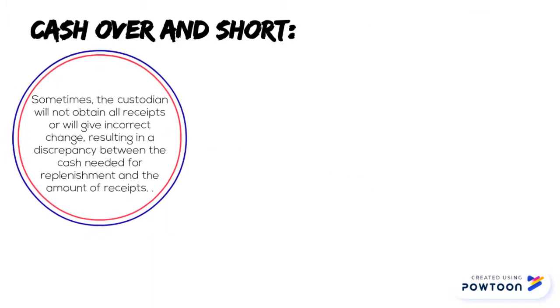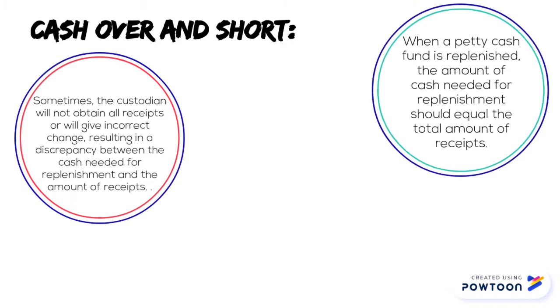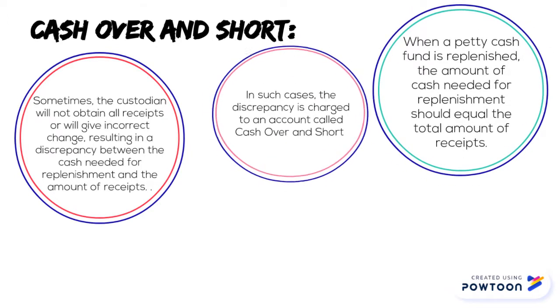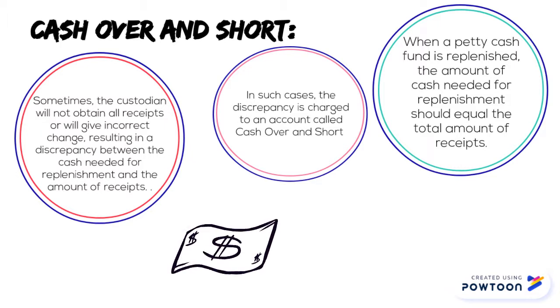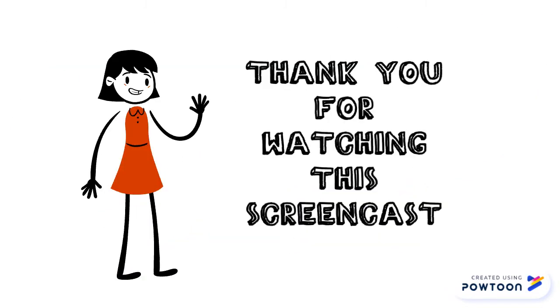Cash over and short. Sometimes the custodian will not obtain all receipts or will give incorrect change, resulting in a discrepancy between the cash needed for replenishment and the amount of receipts. In such cases, the discrepancy is charged to an account called cash over and short. When the petty cash fund is replenished, the amount of cash needed for replenishment should equal the amount of receipts.